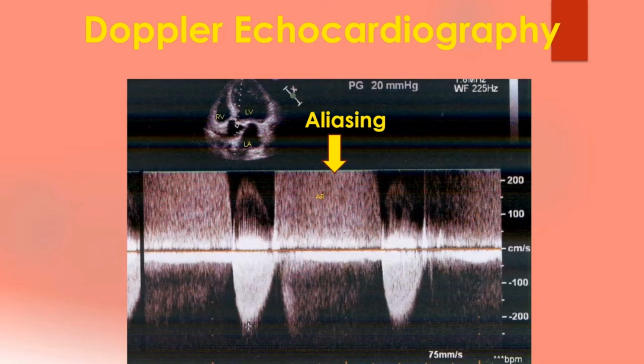When the velocity is beyond the limit of the Doppler mode used, the upper part is cut off, as can be seen above the baseline in this case. The remaining part is shown below the baseline. This is known as aliasing and wraparound. The direction of flow is difficult to interpret then.